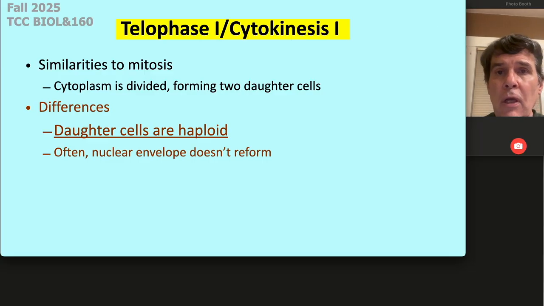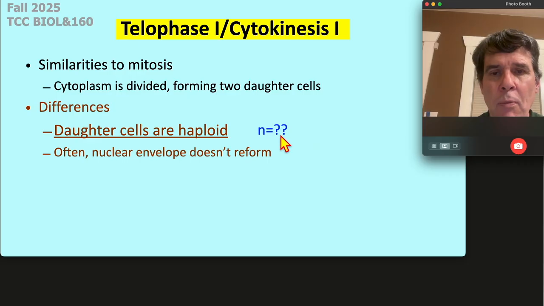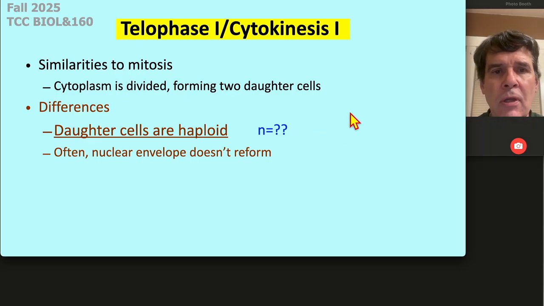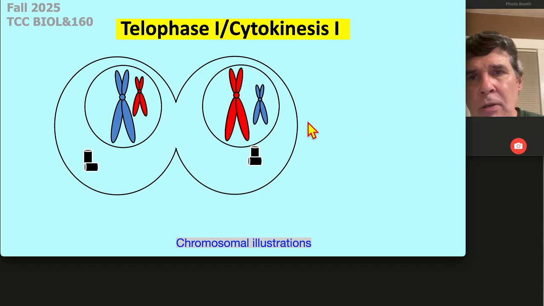Telophase 1 is pretty much like telophase during mitosis, except for now the cells are haploid. In this first division, the cells move into their gamete-like state, and perhaps the nuclear envelope does not reform. In humans or mammals, what would be the number of chromosomes in the haploid cells? That's right, it would be number 23. Good work.